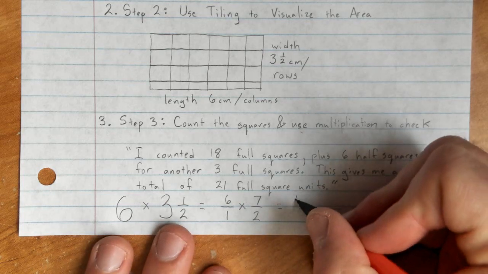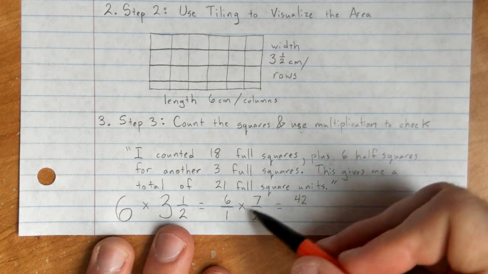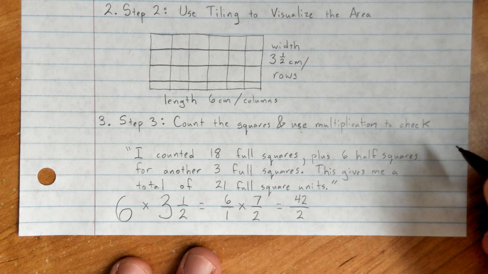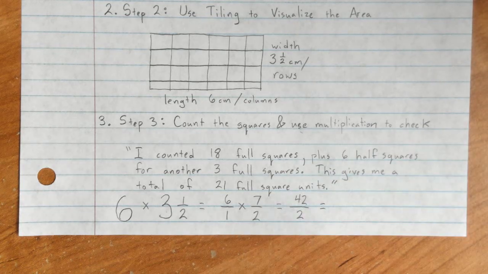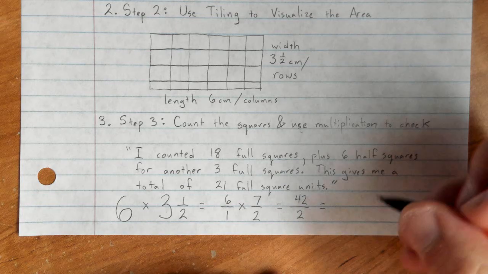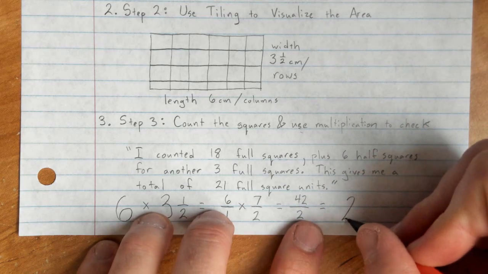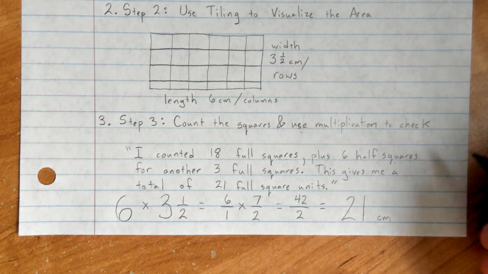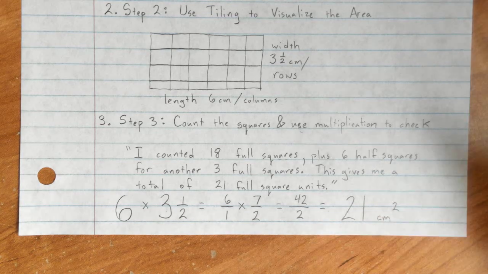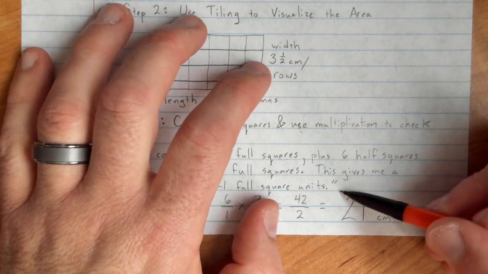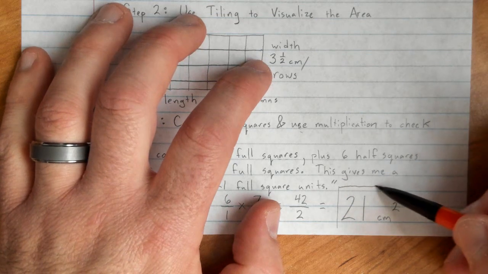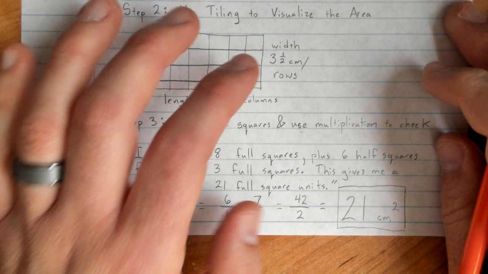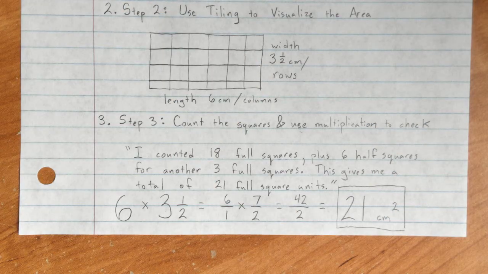6 times 7 is 42. 1 times 2 is 2. And if I divide that, 42 divided by 2 would be 21 centimeters squared. 21 centimeters squared. We will do some more like this together during our class time.